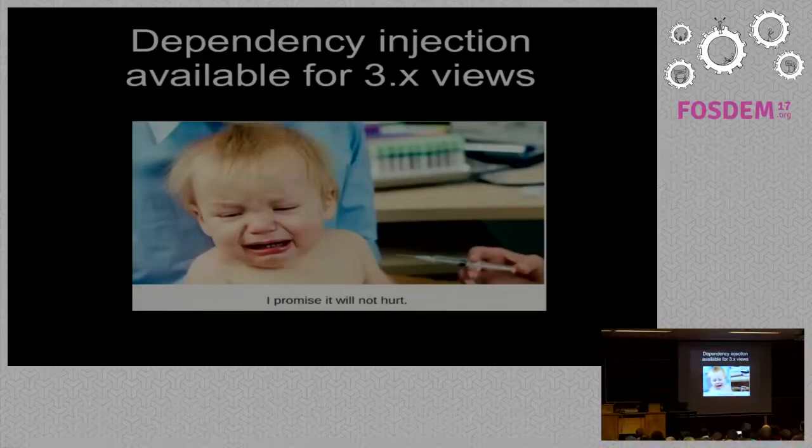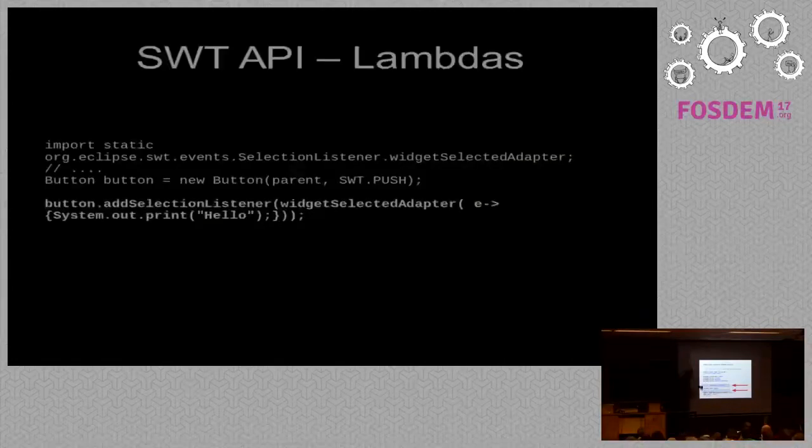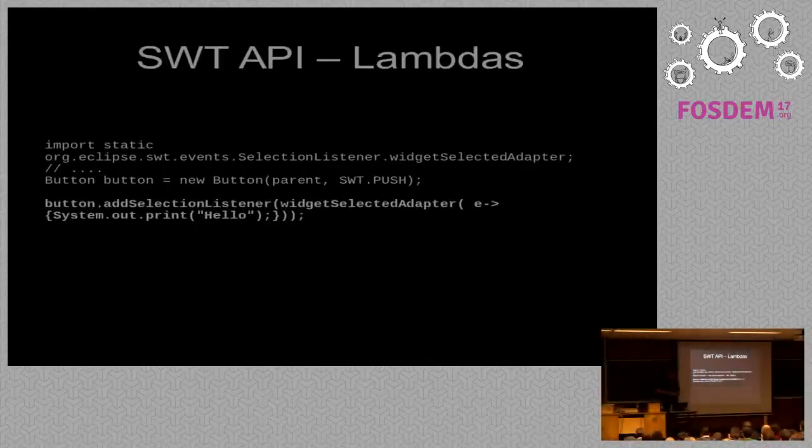We also enabled the 4.x programming model, dependency injection, also for the 3.x API. So if you are an Eclipse developer, you can take advantage of @Inject in the Eclipse code instead of using factory methods or static things. And we also hope that you as a user benefit from this better programming model because we can produce better code for you.